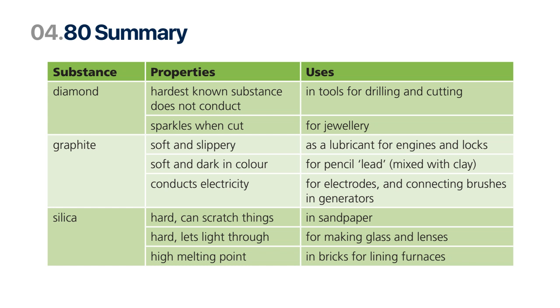Here's a summary for macromolecules. We talked about three different kinds: diamond, graphite, silica. Diamond is the hardest known substance and does not conduct. Sparkles when cut. Okay, I guess it's so hot when you cut it, it just sparks. It's very pretty, so you use it in jewelry, but it's also used for drilling and cutting.